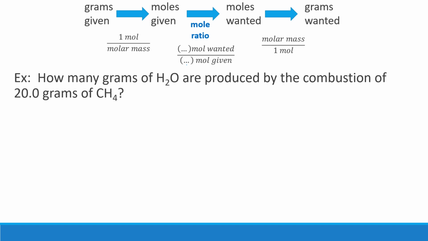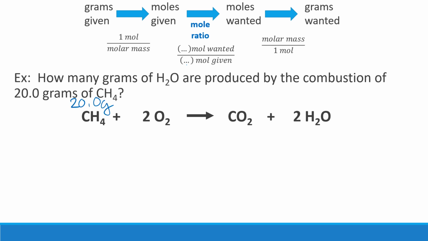Here's our problem. How many grams of water are produced by the combustion of 20 grams of methane? And so we need the balanced equation. There it is. So we're starting with 20.0 grams of methane, and we're asking how many grams of water. So methane's our given, water's our wanted. Okay, and here we go.